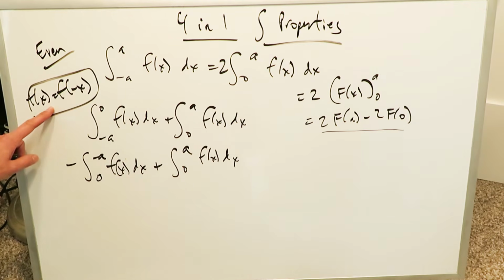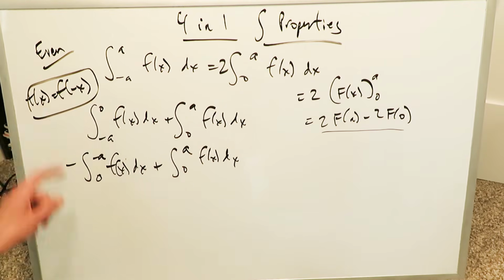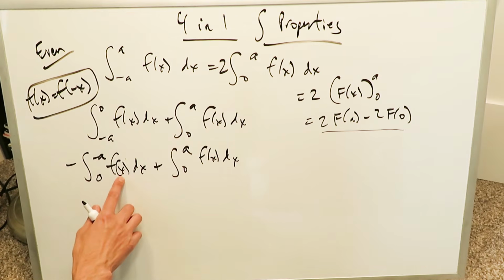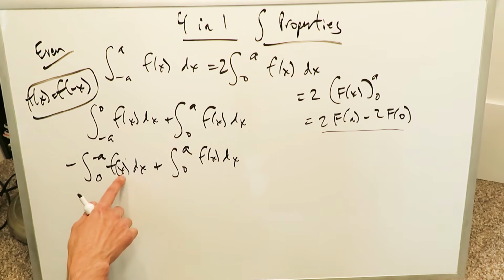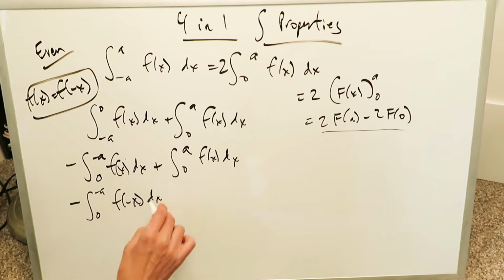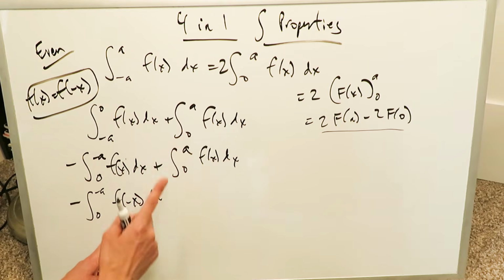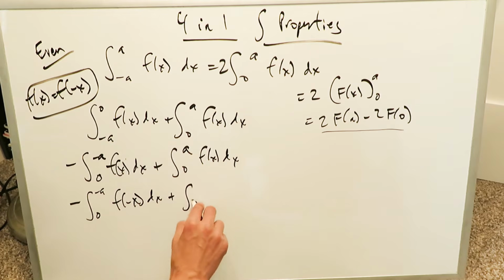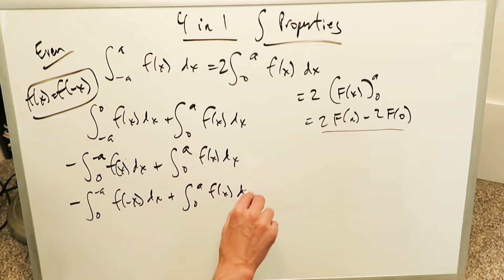Look here at the test of even functions. F of x is equal to f of minus x. I have an f of x here, and I can bring in the same thing in terms of minus x: f of minus x dx. This should be equal to that. If it's an even function, you bring in the even function test rule. Plus the integral from 0 to a of f of x dx.